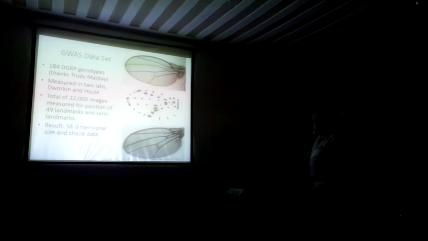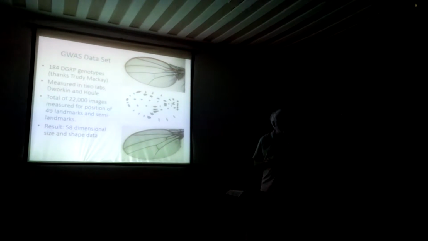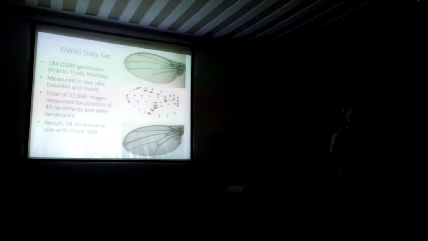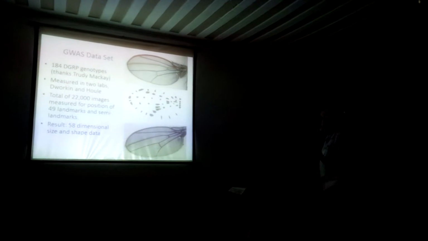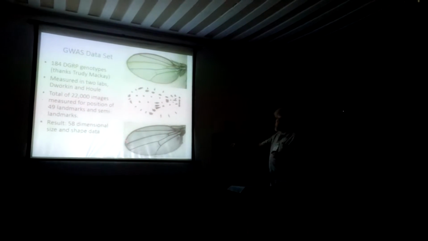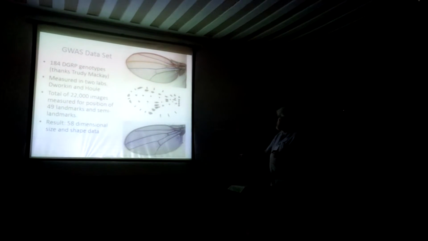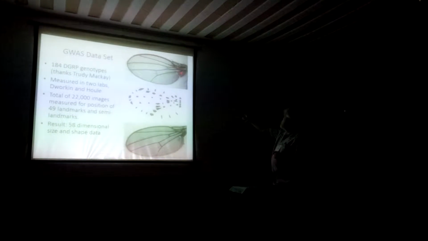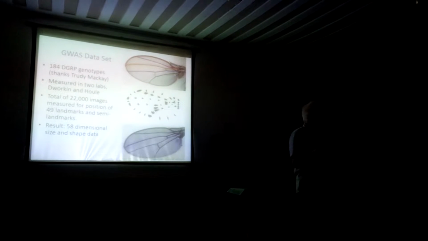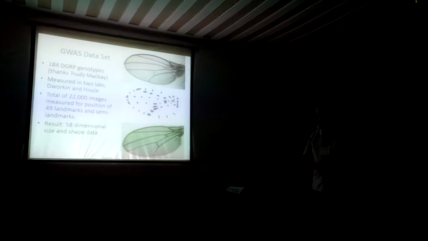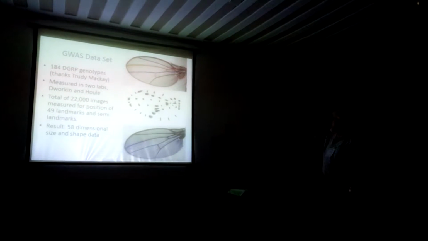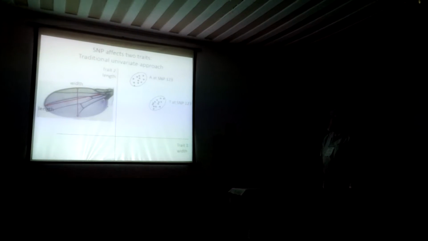So here's our data set. This is from the Drosophila Genome Reference Project. We measured 184 of those lines. They were independently measured in 2 different labs. The repeatability is excellent. And we chose to take the representation out to 49 points here. But we actually fit these functions to the vein, so we could have gone to twice as many if we wanted. That makes things harder, computers have to work harder. And here's the aligned data once it's all put together.